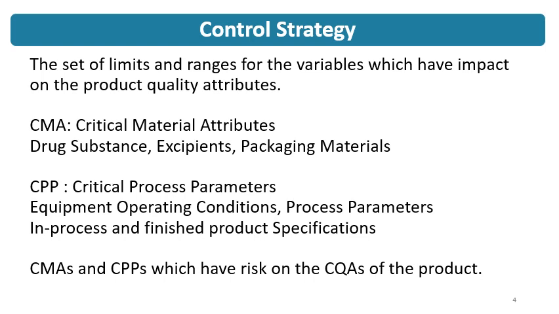Then the CPP, that is critical process parameter. This involves the equipment operating conditions, then process parameters, in process specifications, and the finished product specifications. So specification is another part of the control strategy which controls the quality of the in process material and quality of the finished formulation.